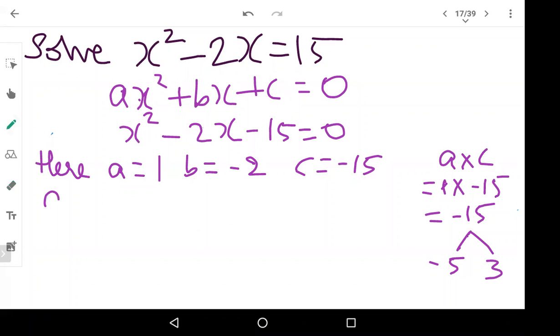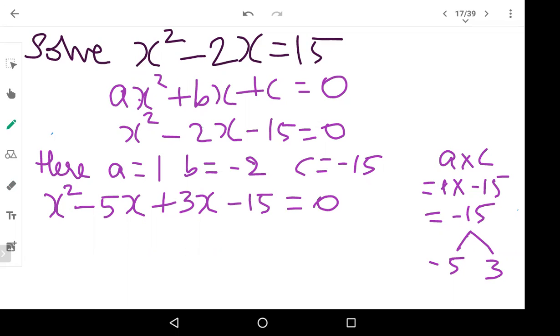So we'll have x square minus 5x plus 3x minus 15 is equal to 0. Rida, is that the answer or factors? So if x is taken as common, x minus 5, factors. Okay, factors are correct. Now solve the problem and give me the answer.